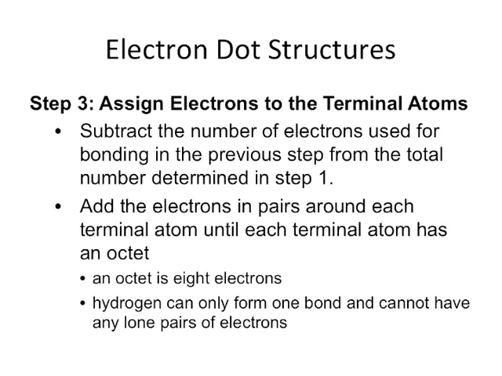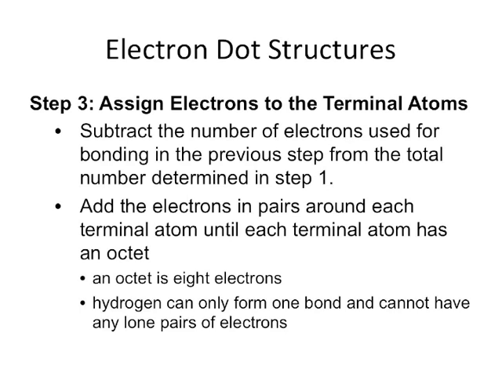Step 3, you need to assign the electrons to the terminal atoms. Now you've already added some bonds, and each bond, as we mentioned, represents a pair of electrons. So subtract the number of electrons used in the bonding from the total. The remaining electrons you want to add 2 at a time around each terminal atom until each terminal atom has an octet, or 8 electrons. So you add the electrons in pairs around a terminal atom. Once it has 8 electrons, then you move to the next one.